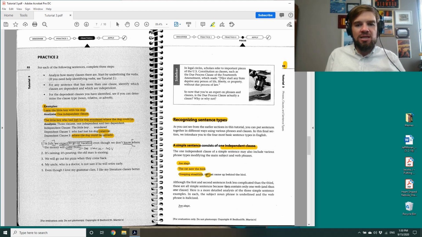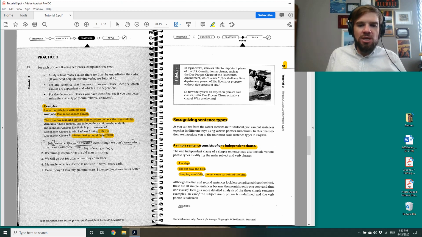Creeping stealthily, the cat came up behind the bird, simple sentence. Although the first and second sentences look less complicated than the third, these are all simple sentences because they contain only one verb and therefore one clause. So here's a more detailed analysis of those 3 simple sentences.